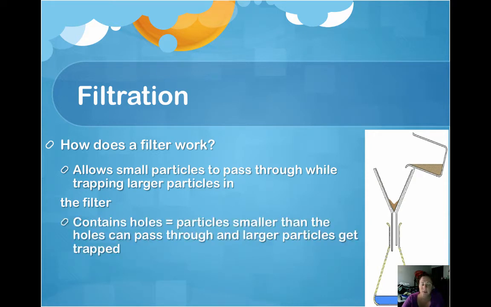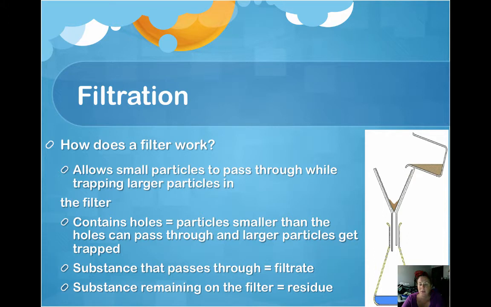So there are holes in the filter. Anything smaller than the holes in that filter will pass through and larger particles will be trapped. The substance that passes through the filter is called the filtrate. Whatever remains on the filter is called the residue. So the residue is the solid particles that are left in the filter.